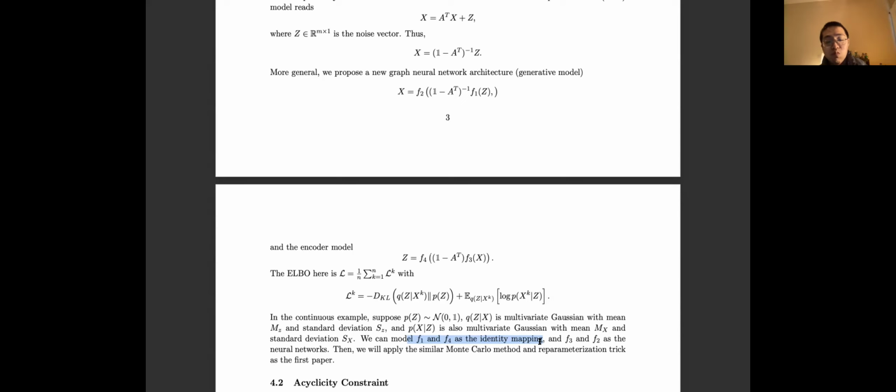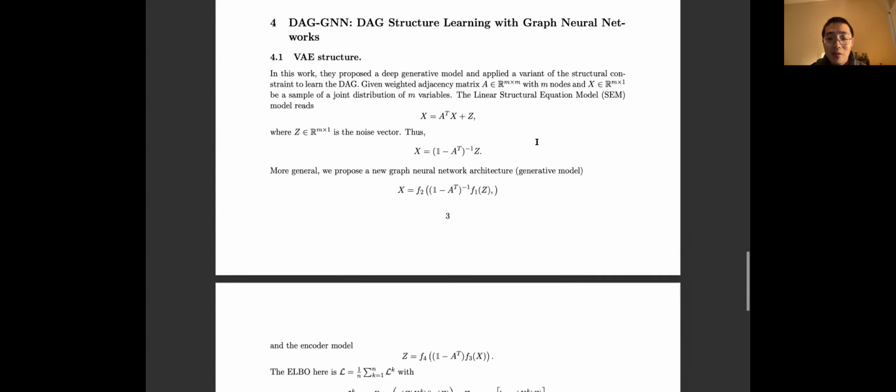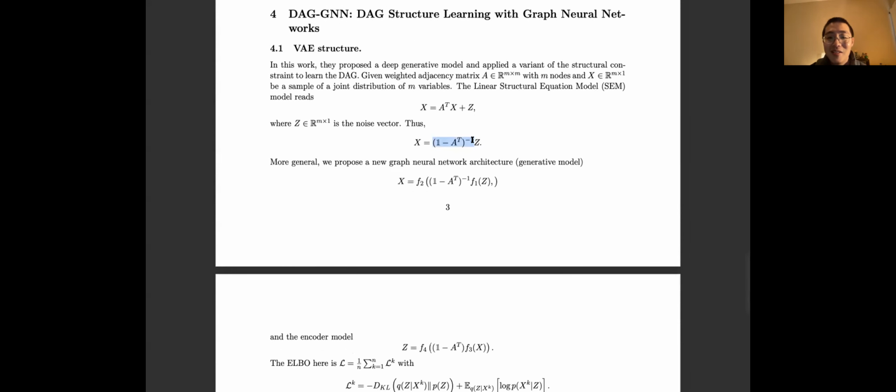But we also need to learn A. So okay, let me see. So A is also treated as a parameter. So for X and Z, just like a graph neural network, we take it as a layer. Just a standard graph neural network, but with this term, motivated by the linear structure equation model.